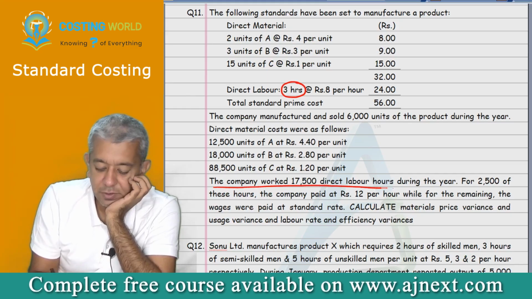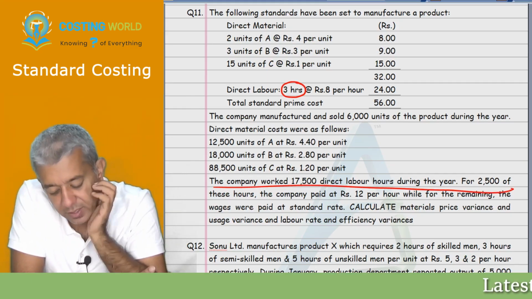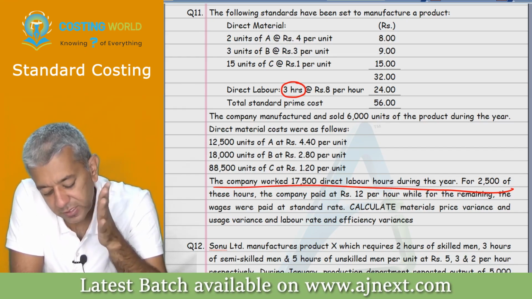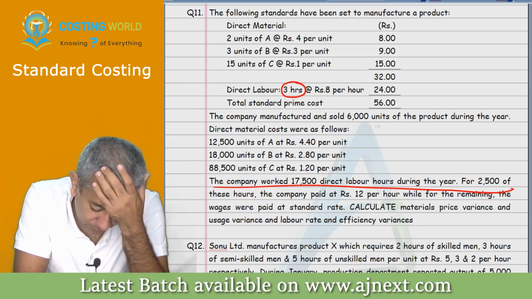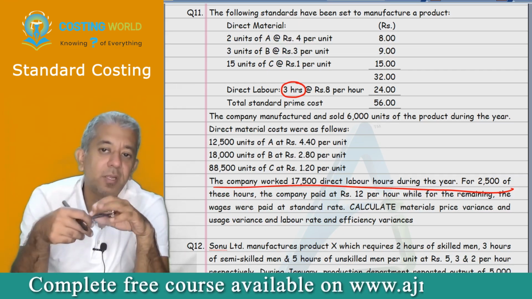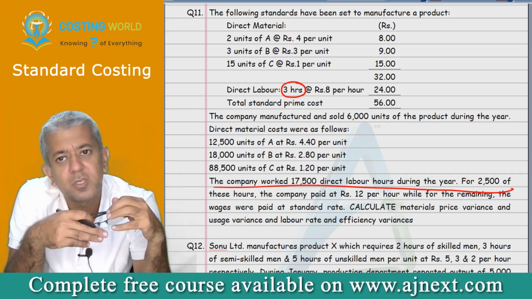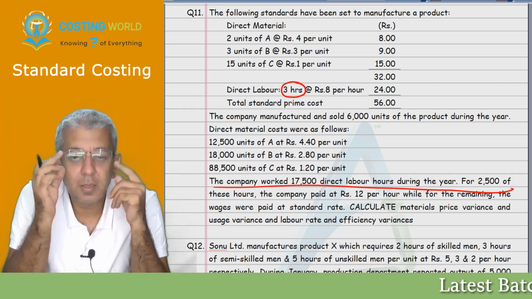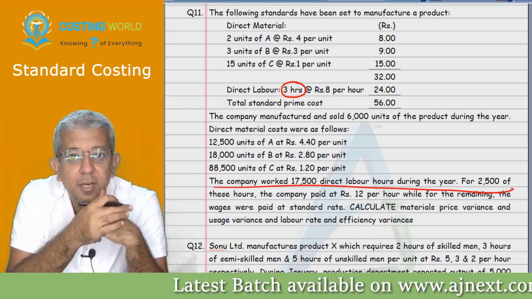The company worked for 17,500 direct labor hours during the year. For 2,500 of these hours, the company paid at the rate of 12 rupees, while for the remaining, the wages were paid at standard rates. Now see, there is still one type of workers only, but sometimes those workers were paid at the rate of 12 and sometimes at the rate of 8 rupees.